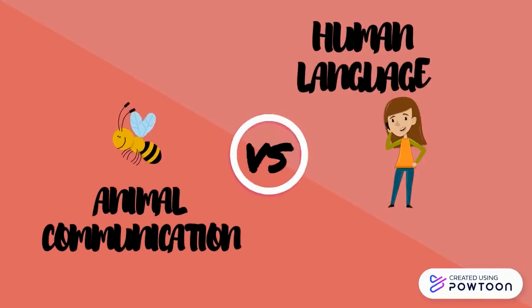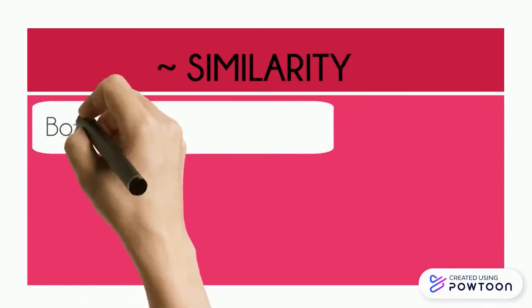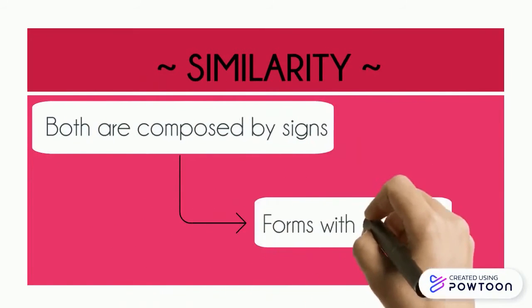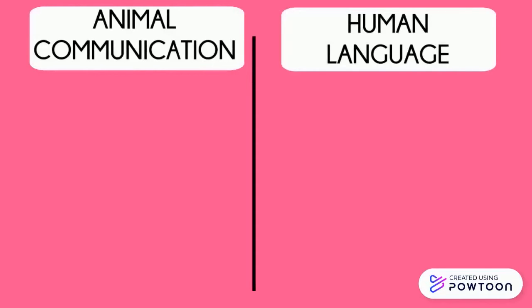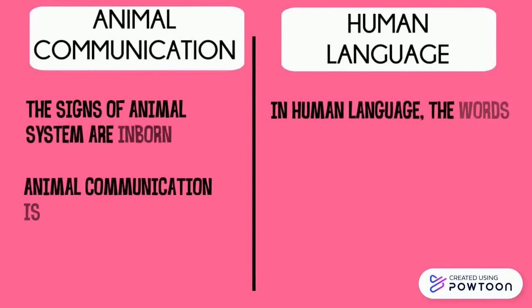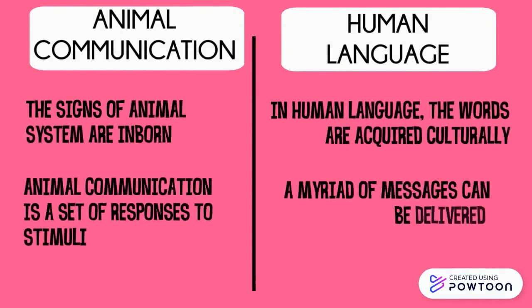The similarity between them is that both are composed of signs. This means forms with meaning. But there are 5 key differences among them. Firstly, the signs of animal systems are inborn, whereas in human language, the words themselves are acquired culturally. Secondly, animal communication is a set of responses to stimuli. However, human language is not limited to stimuli, since a myriad of messages can be delivered for every situation.